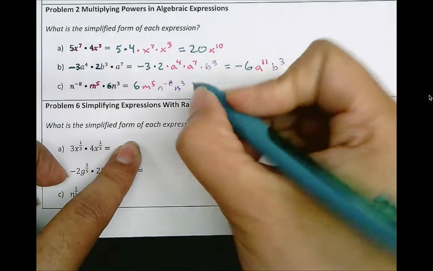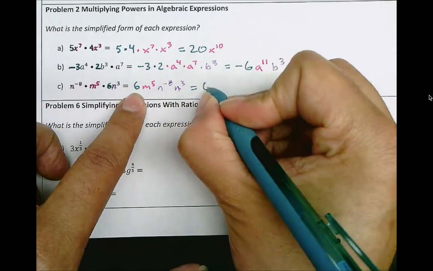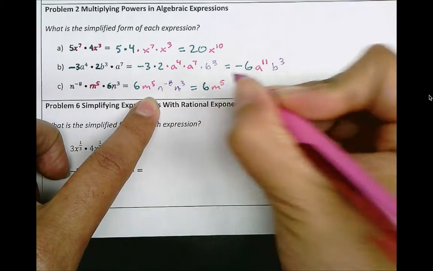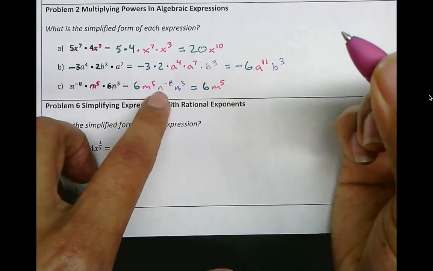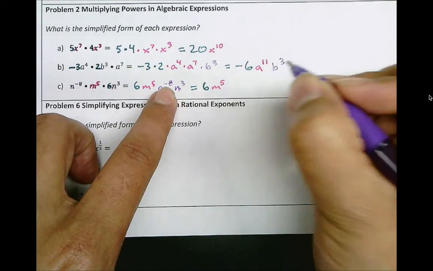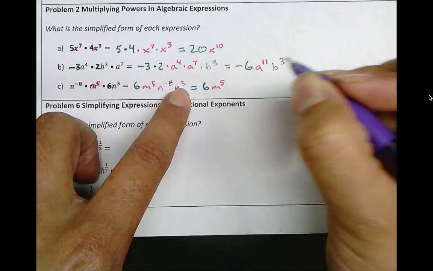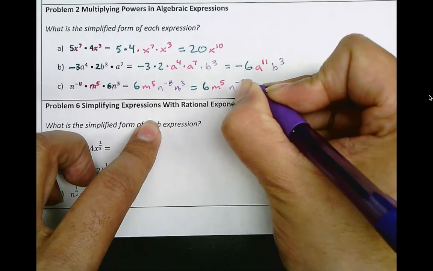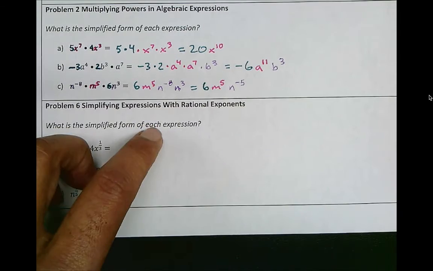So we can simplify this further. Let's bring over the 6, bring over the m to the power of 5, and when multiplying these two powers, which have the same base, n, again we can add the exponents. Negative 8 plus 3 is negative 5. So we get n to the power of negative 5.